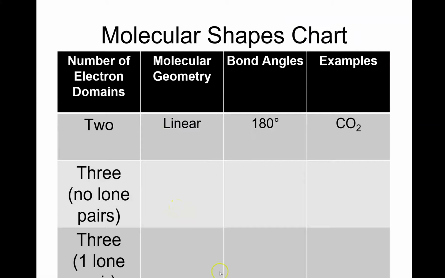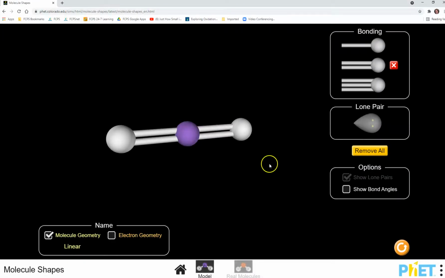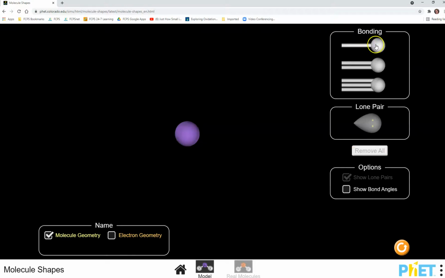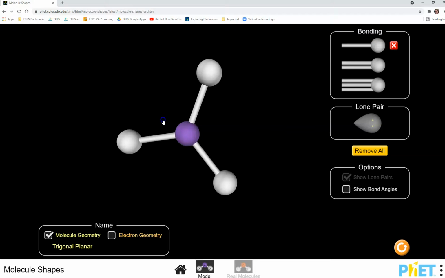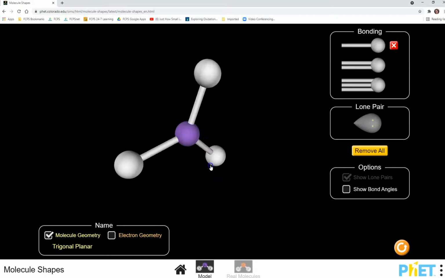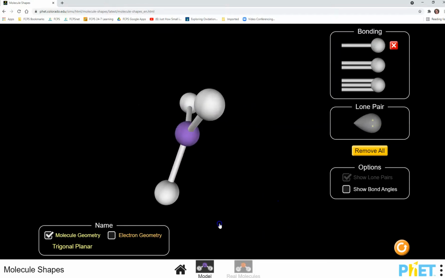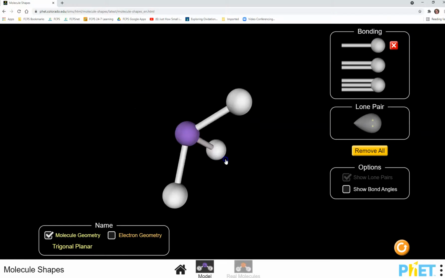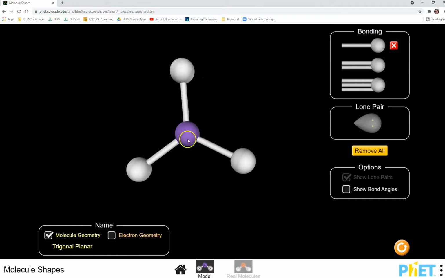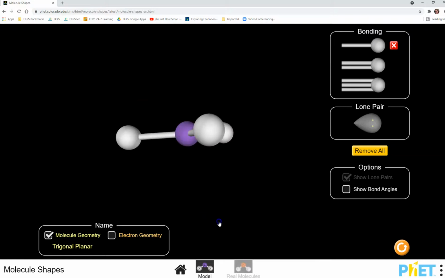Now, if I have three domains, my shape will be trigonal planar, and the bond angles will be 120 degrees. So let's take a look at that. Now, I'm going to remove all these. So BH3, remember that boron is satisfied with 6 electrons. So when I have 3 bonded atoms and no lone pairs, this is trigonal planar. And you can see that the angles are 120 degrees. Now, we call it trigonal planar. Tri is a prefix meaning 3, so there's 3 atoms around a central atom, and planar because, as you can see, it's flat.